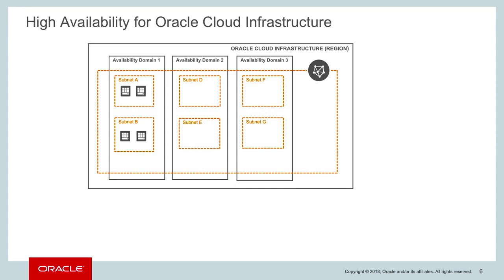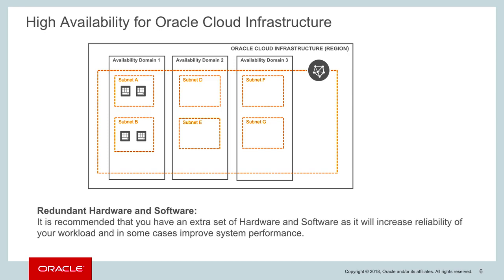As you can see here on this slide, I'm taking advantage of the subnets and creating compute resources spread among those subnets. I can have a cluster configuration scenario for my workload in that case. That gives you extra hardware and software that will increase the reliability of your workload, and in some cases can improve performance as well, as you can scale your workload up and down.